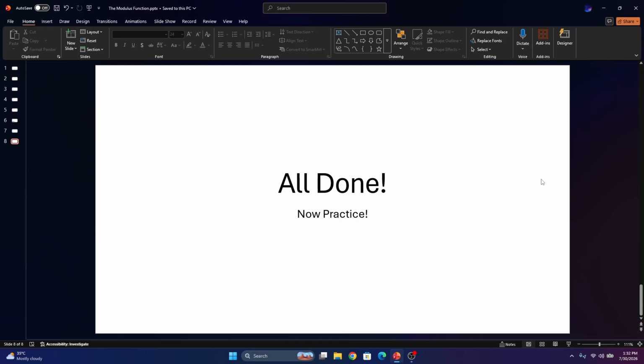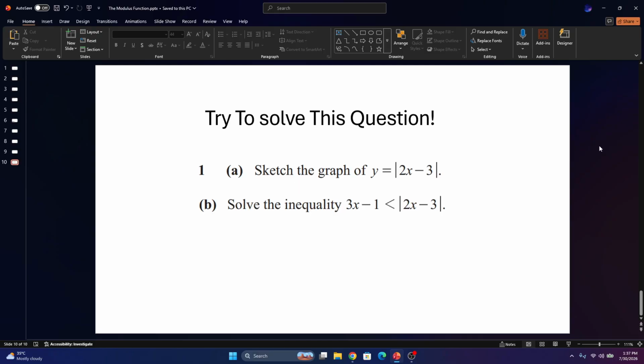And with that, we're done with the entire modulus chapter and all the workings involved in it. Now that you've learned the concept, you should go master it through past papers practice. Now make sure to try to solve this question yourself.